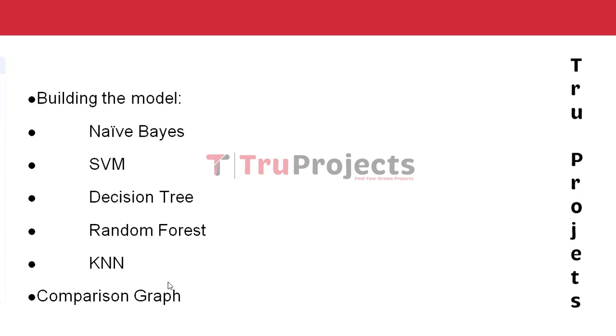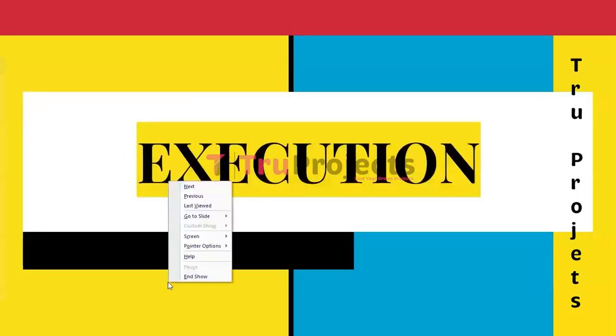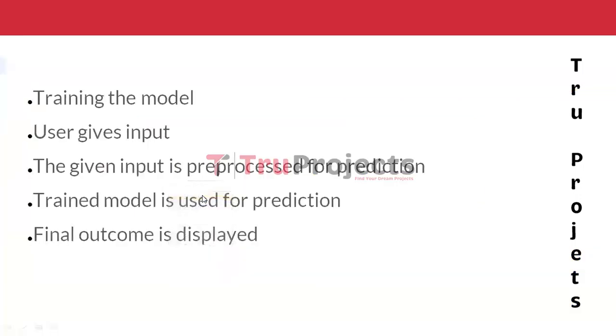And the seventh step is a comparison graph, created to visualize and compare the performance of the different models. This graph helps in understanding which model performs the best for the given task. And the eighth step is training the model. The machine learning models are trained using the training dataset. During the training, the models learn from the input data and adjust the internal parameters to make accurate predictions.